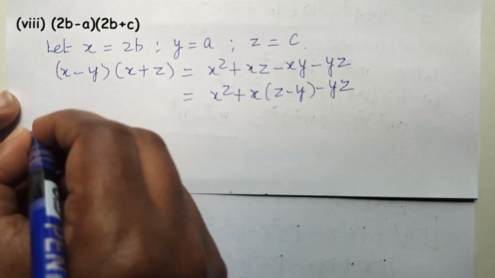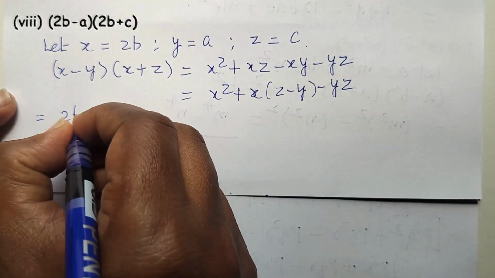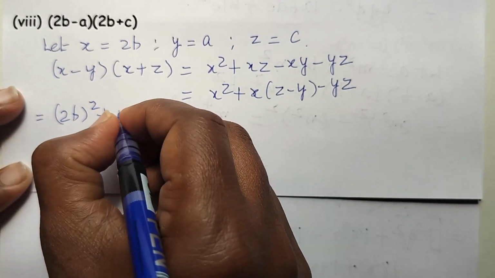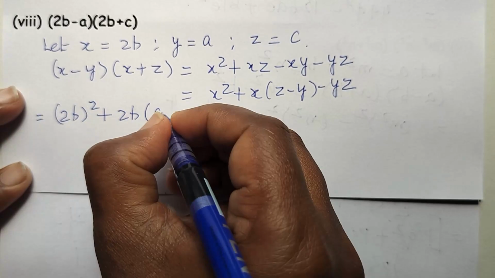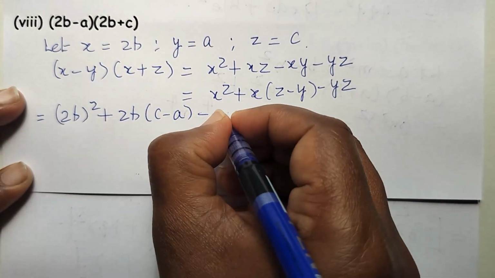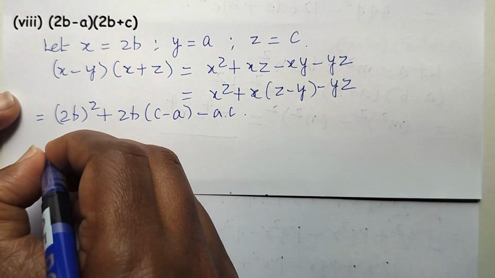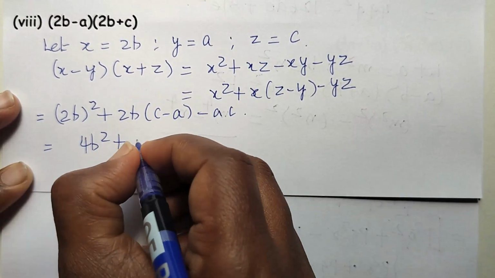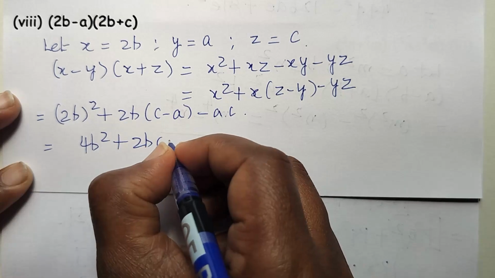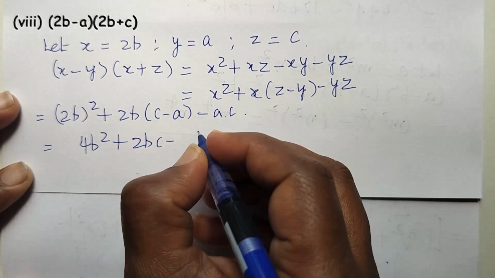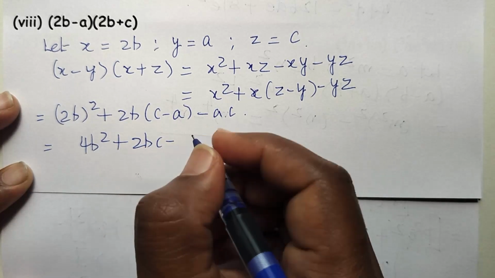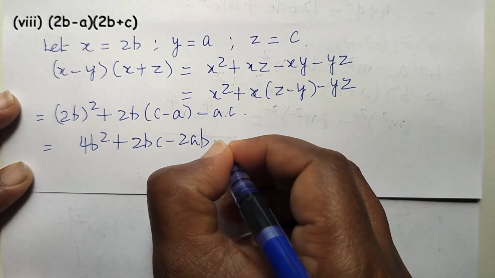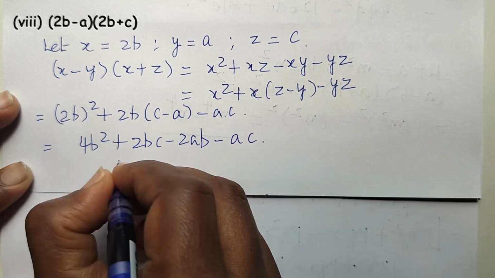So input the values, we get (2b) whole square plus 2b into (c minus a) minus ac here. So that equal to here 4b square plus 2bc minus 2ab minus ac here.